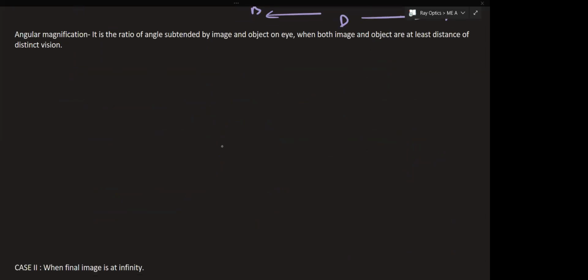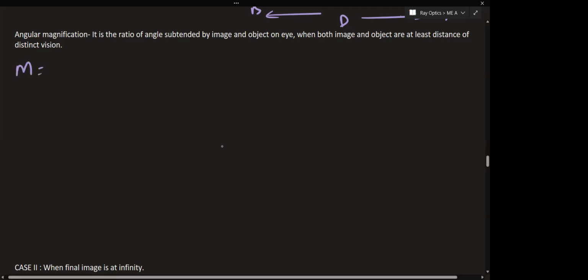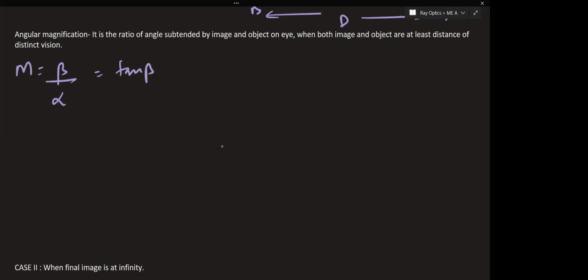Same formula we'll apply, same thing. Definition will be the same here. So angular magnification will be what? Angular magnification, if you draw, this will be exactly the same. That is the angle subtended by the image on the eye when at least distance of distinct vision, and the object on the eye when at least distance of distinct vision. So this becomes tan beta by tan alpha.